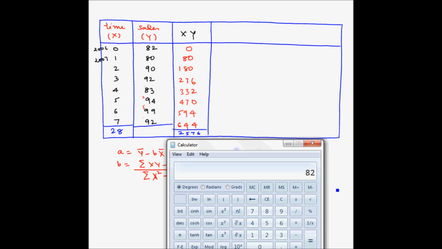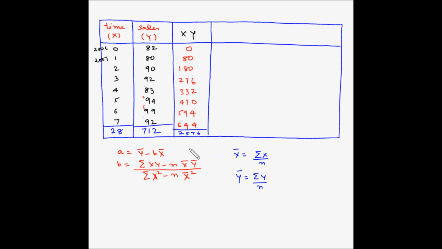So 82 plus 80 plus 90 plus 92 plus 83 plus 94 plus 99 plus 92. So this is 712. So we now have sigma x and sigma y. So let us calculate x bar and y bar.